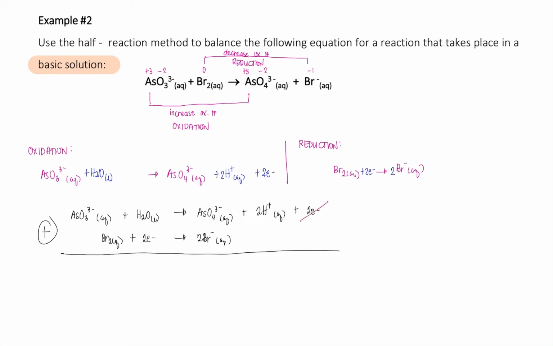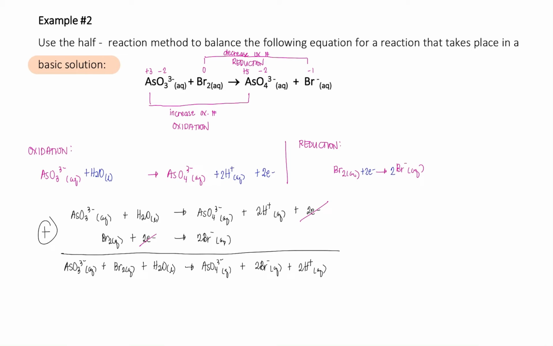So we cancel the number of electrons that are equal, and then we just copy the substances on the left and on the right side of the equation. So AsO3 3 negative, aq, plus Br2, plus H2O, okay, there is a matching H2O on the right side, and then AsO4 3 negative, aq, plus 2Br negative, aq, plus 2H plus, aq.